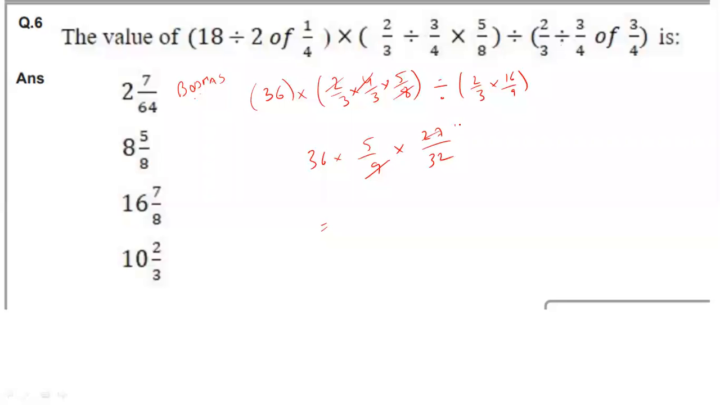9 1s, 9 3s, 4 8s, 4 9s. So 45, 135/8. 135/8, 16 7/8 is your answer. Go to the next question.